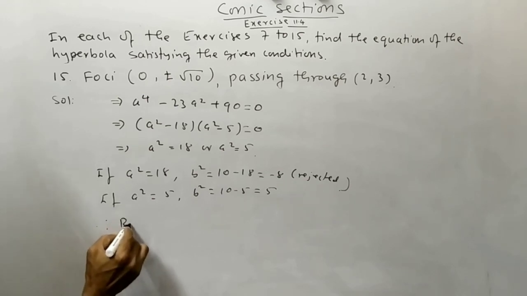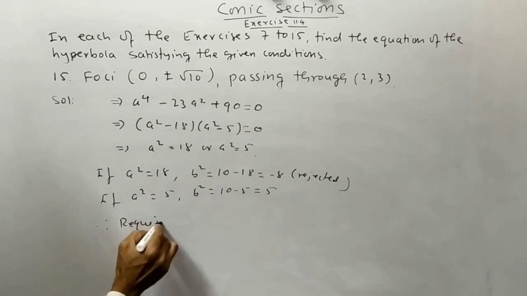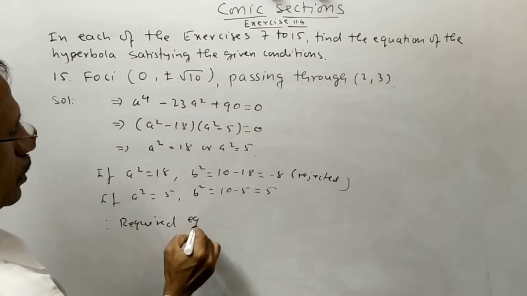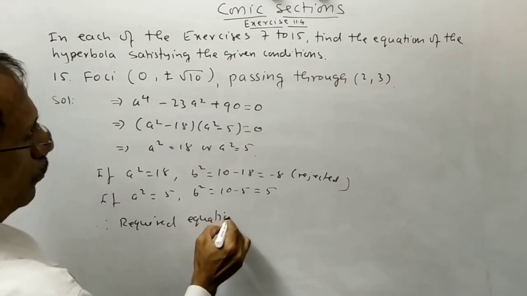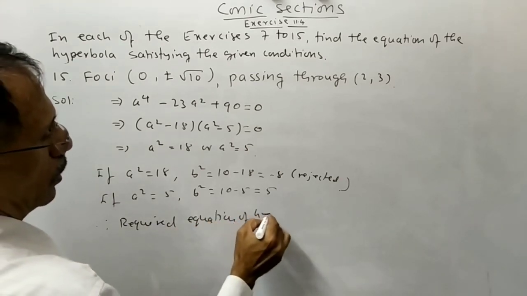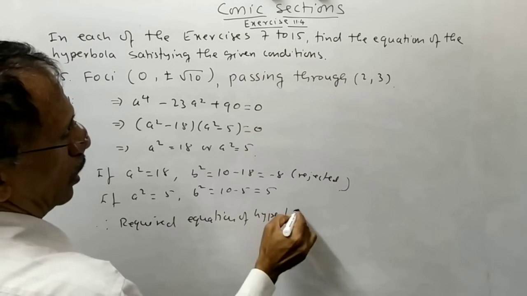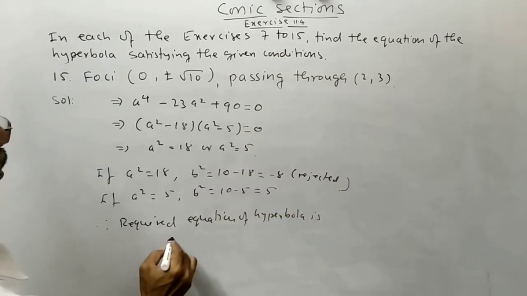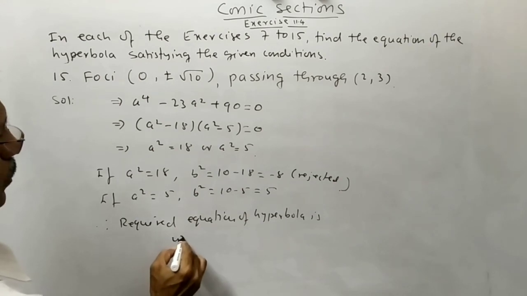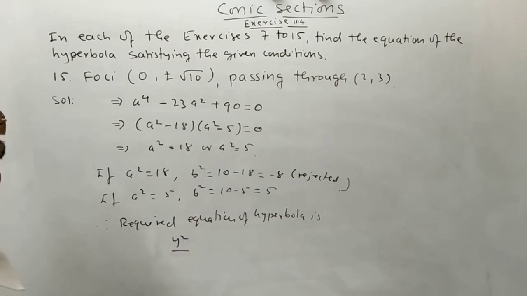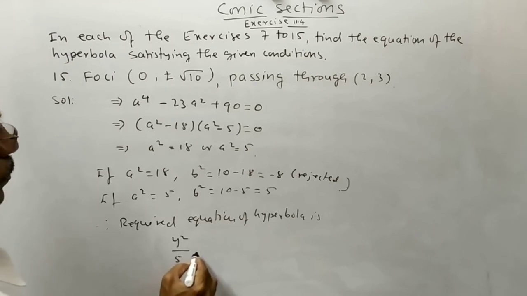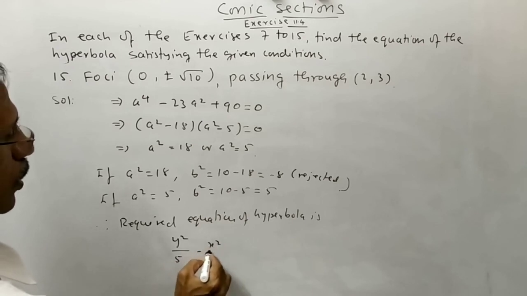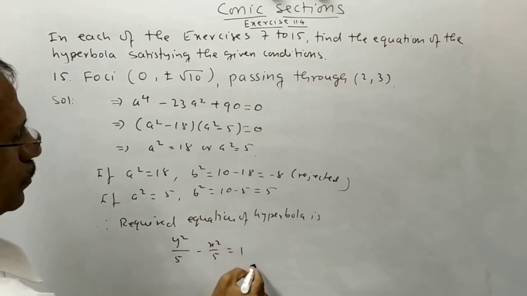Therefore, the required equation of the hyperbola is y square divided by 5 minus x square divided by 5 is equal to 1.